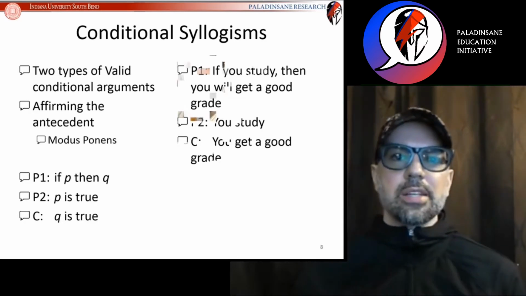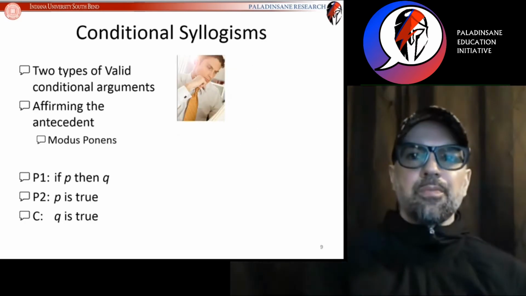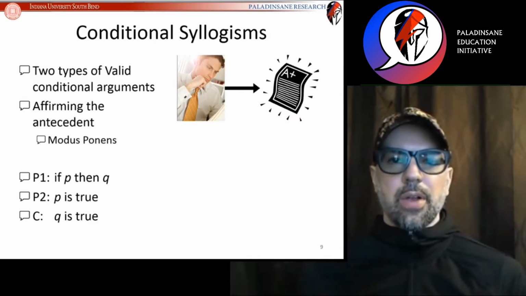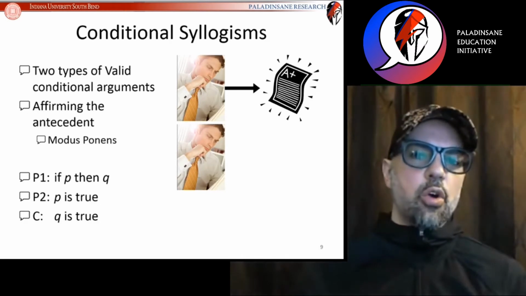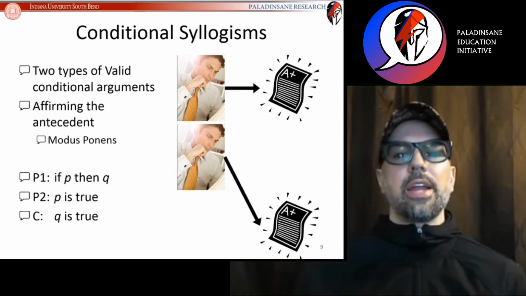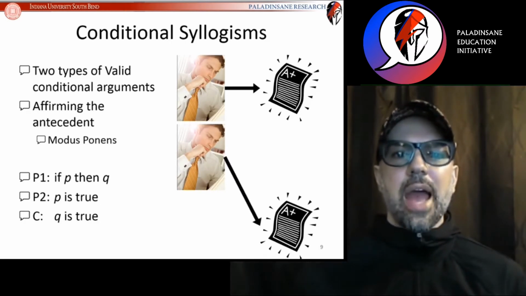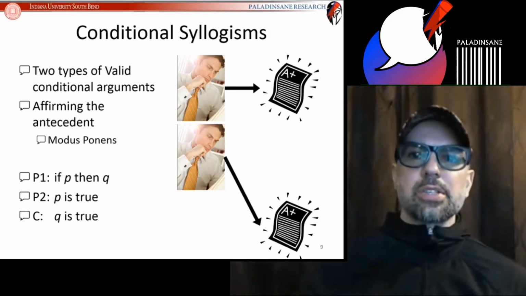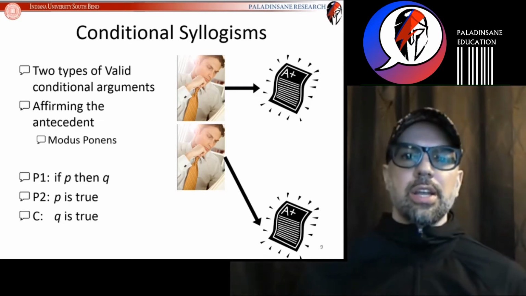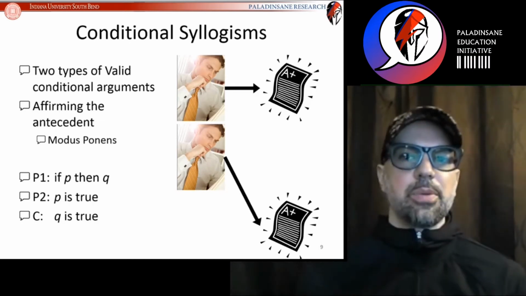So visually here, let's take a look. If it is true that if you study, you will get a good grade, and you studied, that law then requires that you get a good grade. There's nothing else that could happen, and that's what makes this a valid argument. If the premises are true, the conclusion that you get a good grade has to be true.